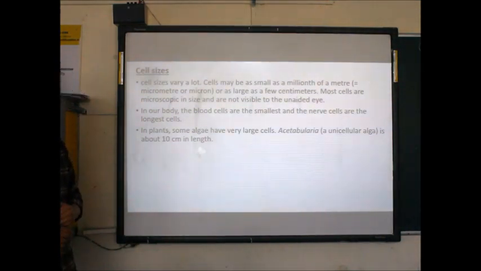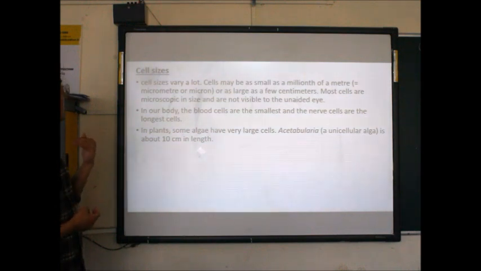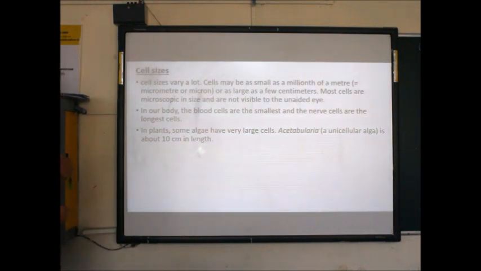Okay, so next variety in the cell is in the cell size. So cell size varies a lot. Cells may be as small as a millionth of a meter. We call this a millionth part of a meter. The unit we use to measure this millionth part is a micrometer, or micron.